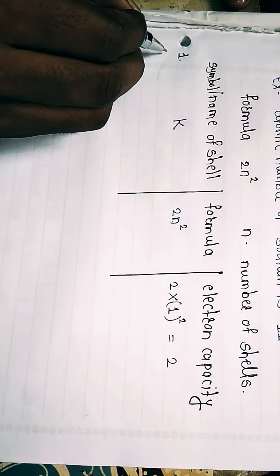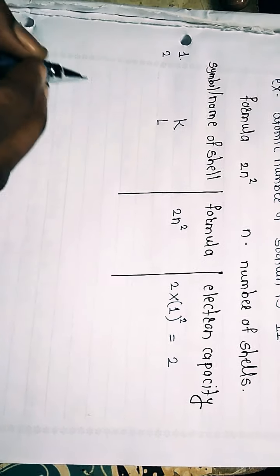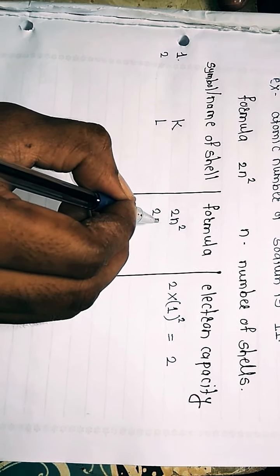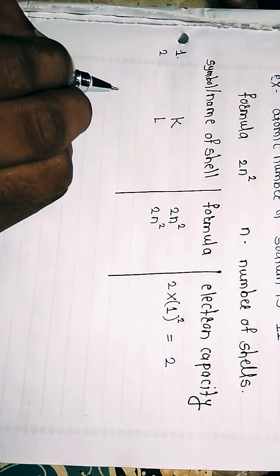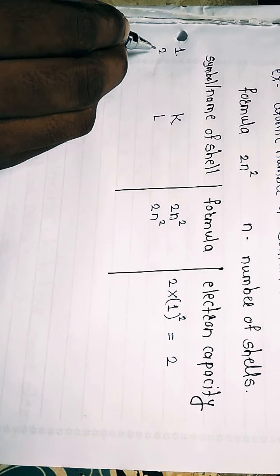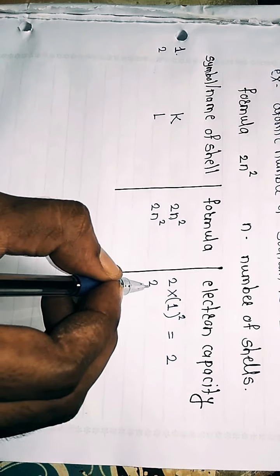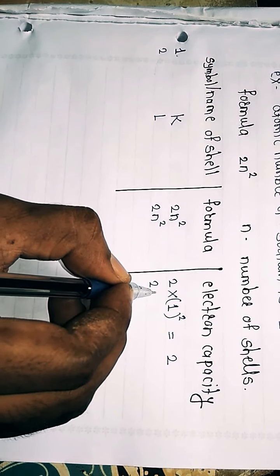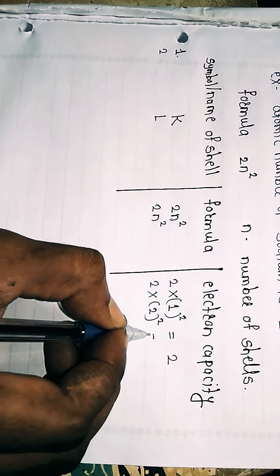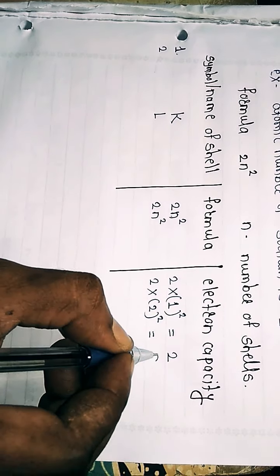Similarly, for the second shell, after the K shell comes the L shell, KL, by the formula 2n square. So here n is equal to 2. By putting n equal to 2 in the formula, 2 into 2 square, where 2 square is 4, 4 into 2 is 8.